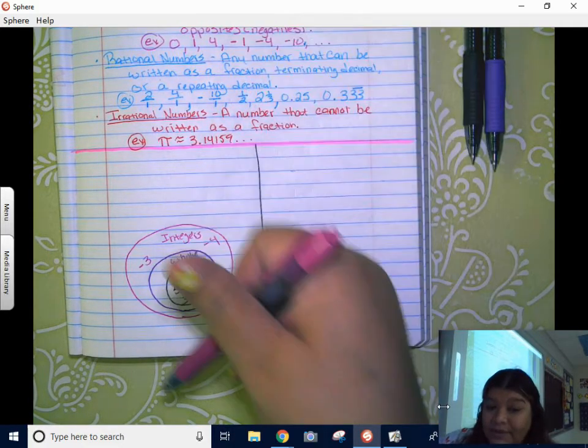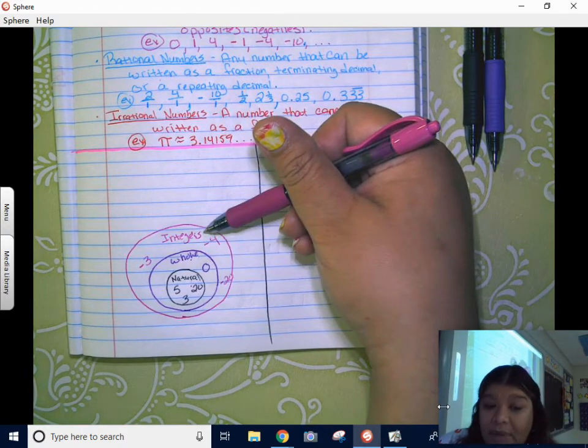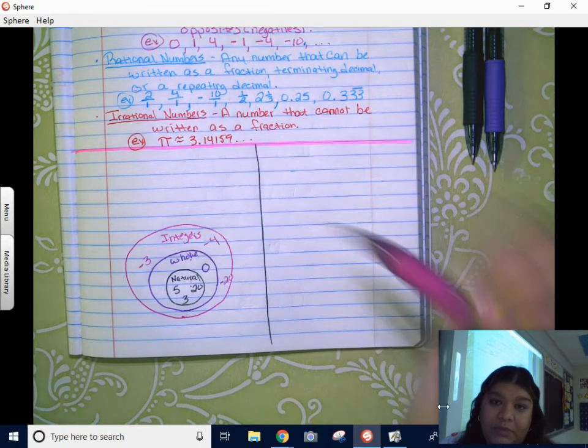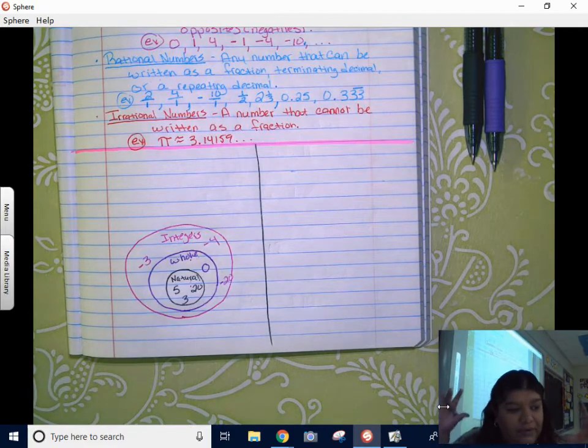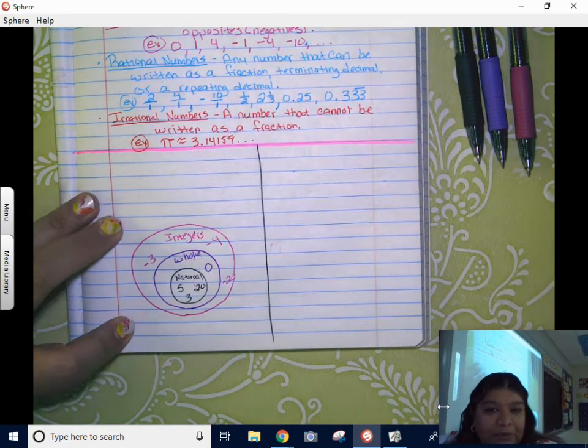If I go backwards, if I go from big to small, I use the word some. Some integers are whole numbers. Some integers are natural numbers. I cannot use the word all, okay? It's like I'm taking something big and shoving it into something really small. It doesn't work, okay?